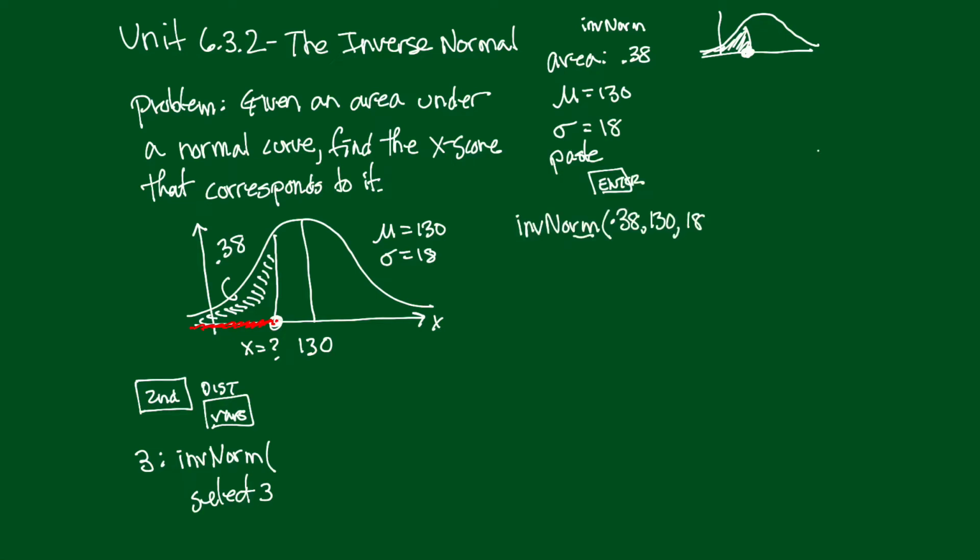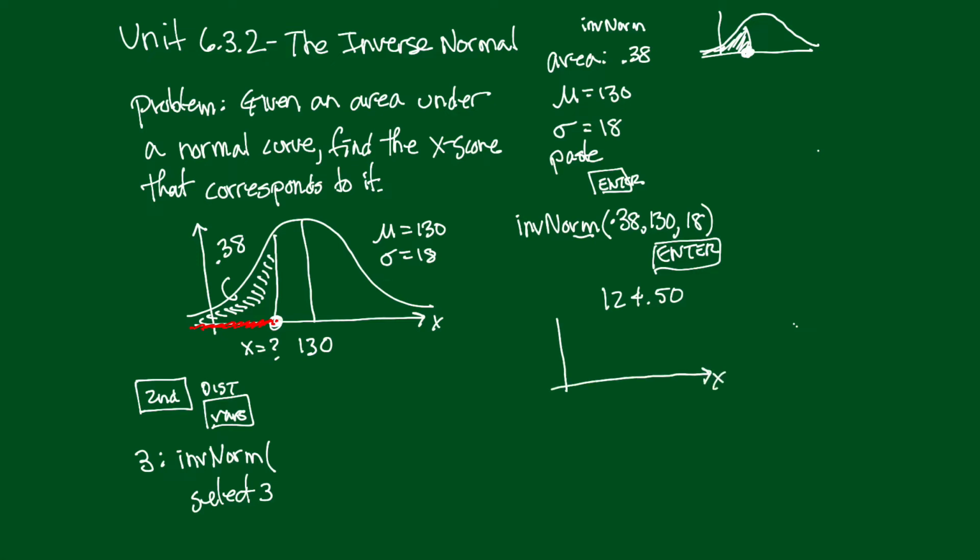And when I press enter, I get the inverse norm, although I can only see the RM. The area is 0.38, the mean is 130, the standard deviation is 18, and now you press enter again to actually make it compute. So let's do that. And I got 124.50, say.